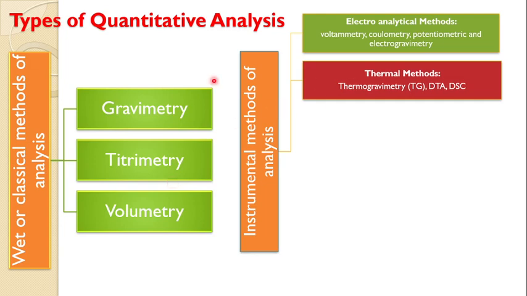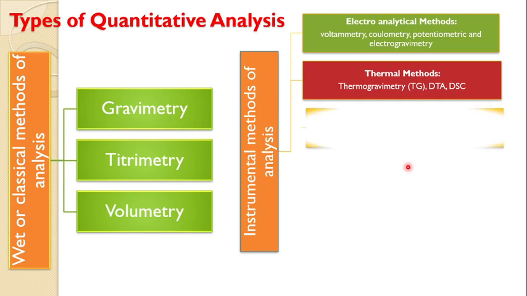Now consider the thermal methods of analysis, which include thermogravimetry. In thermogravimetric methods, the change in weight or energy as a function of temperature is recorded. In thermogravimetry, the change in weight with temperature is recorded. DTA, differential thermal analysis, records the difference in temperature between the test substance and an inert reference material. And DSC, differential scanning calorimetry, measures the energy needed to establish a zero temperature difference between the test sample and the reference material.